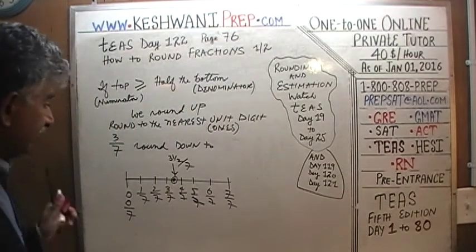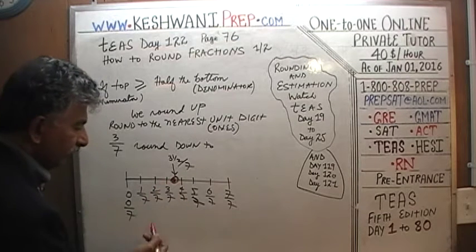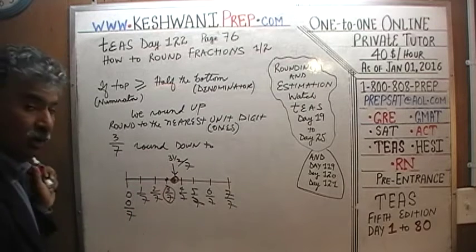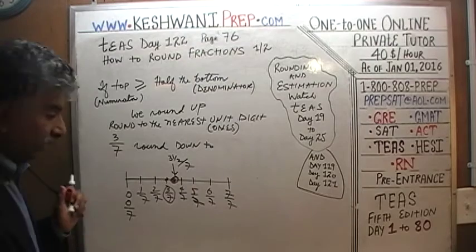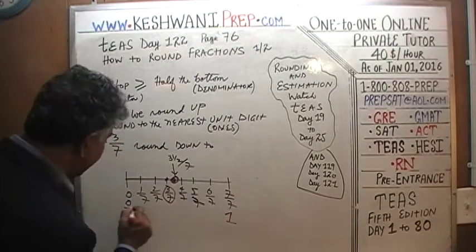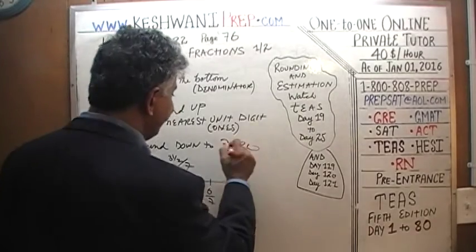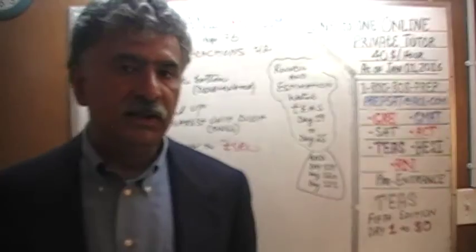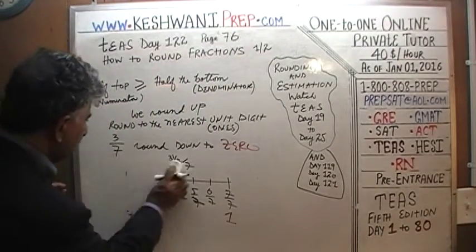We have 3/7. 3/7 is to the left of the midpoint. The midpoint is 3.5. 3/7 is here. It is less than half. We have to round it down to the nearest unit digit. What is the nearest unit digit to 3/7? Well, it is not 1. It is 0. We have to round it down to 0. 3/7, when we are asked to round it to the nearest unit digit, it is rounded down to 0. Let's continue.